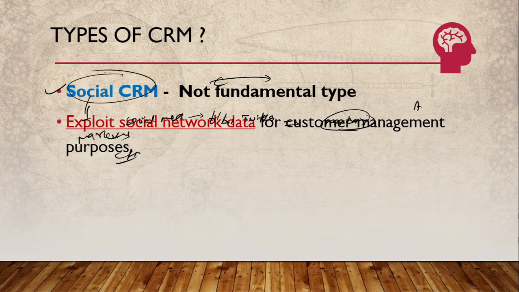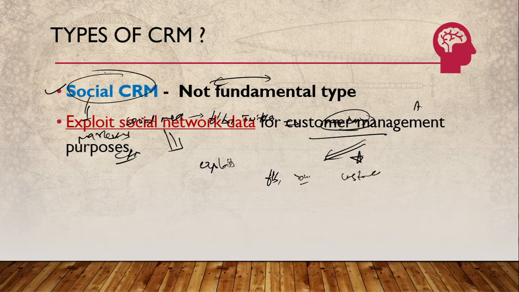So what it does is it uses the social network data. It exploits the social network data for customer management purposes. So taking the data of the customer from Facebook, YouTube, Twitter, and so many things, you can understand the customer behavior. Then how you use that is what social CRM is all about. This is not a fundamental type, but this is the future, and in future it will be fundamental also. At present, it is not a fundamental CRM, but it is important.